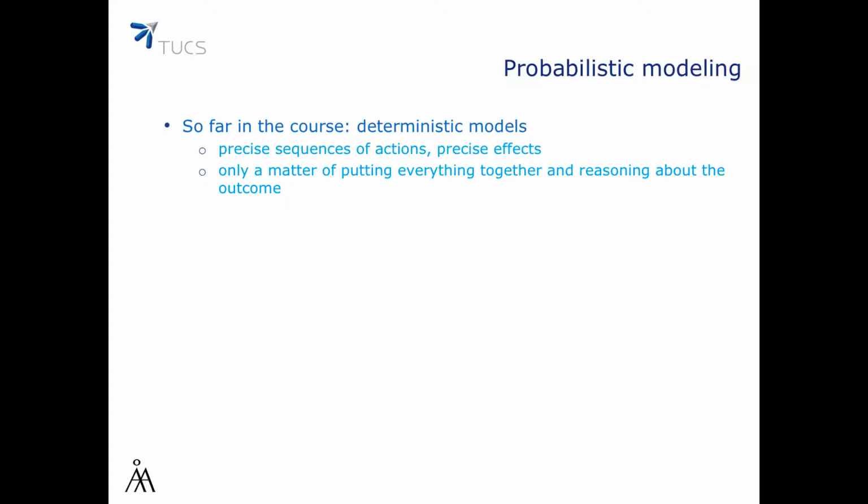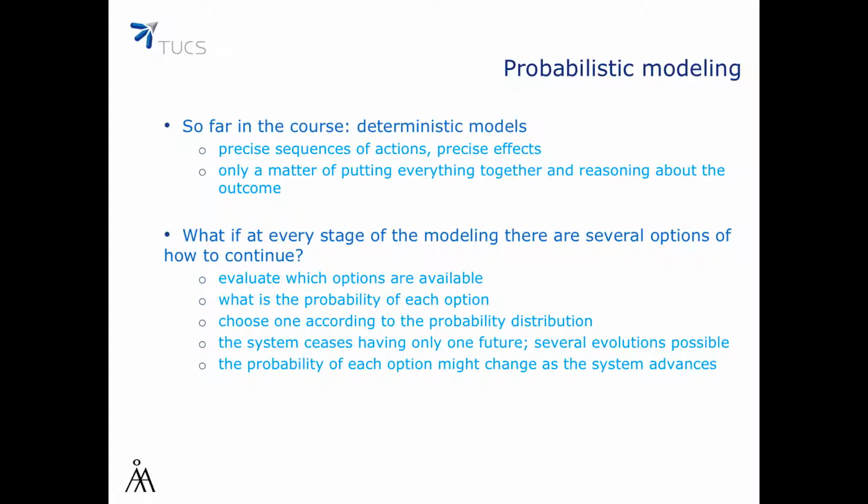So far in the course we had deterministic models, meaning that we had precise sequences of actions, precise effects, and it was only a matter of putting everything together and reasoning about the outcome. But what if at every stage of the modeling there are several options of how to continue? And we have to evaluate which options are available, what's the probability of each option, and choose one according to some probability distribution. In this case, the system will have more than one future and several evolutions are possible. And the probability of each option might change as the system advances.